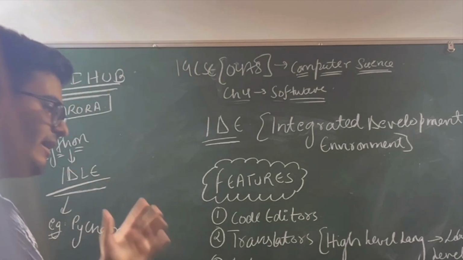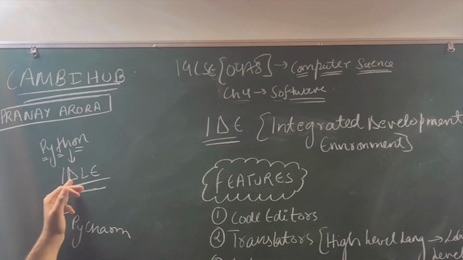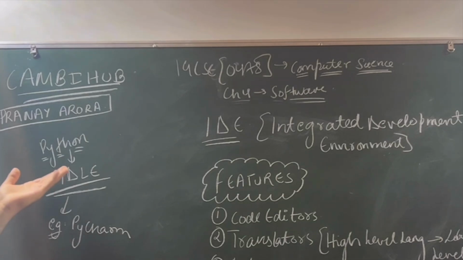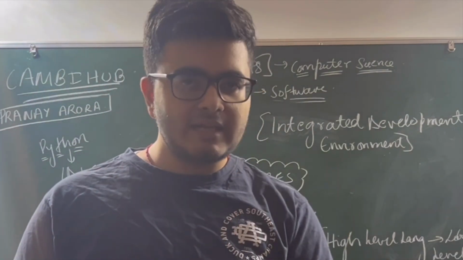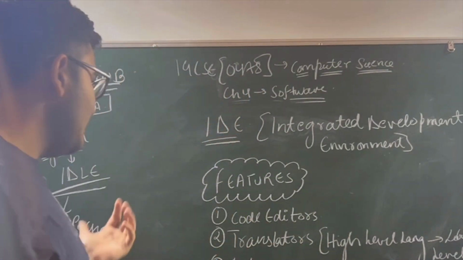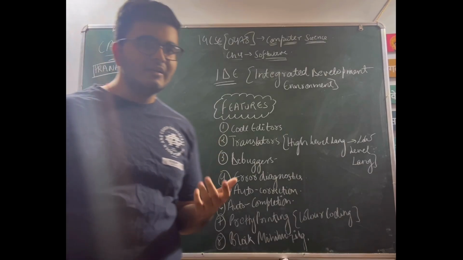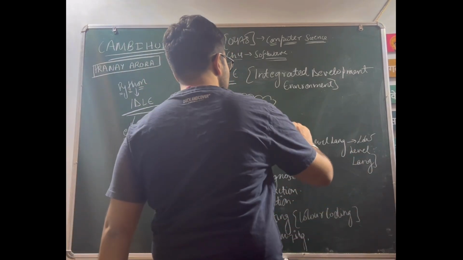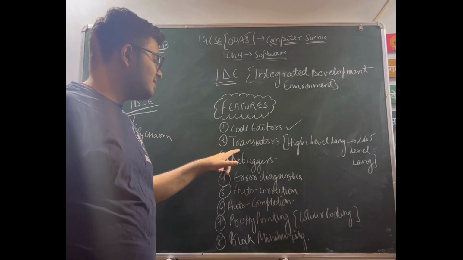Before that, let me give you an example. In Python, we call it the Integrated Development Learning Environment, IDLE. Another example is PyCharm, right? You can Google it and see in the images how it looks. Let's see these features. Number one, obviously, it is a code editor. It allows you to write code, right? So it is a code editor. It has translators. What do these translators do?